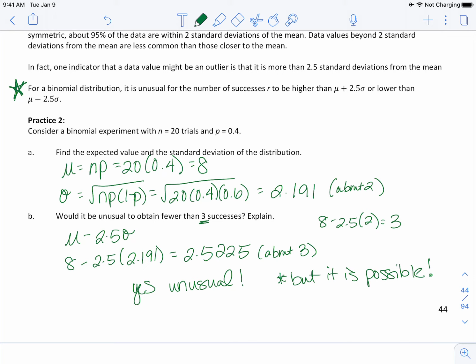Okay. If we wanted to calculate the other side to get what our bounds would be for unusual values, 8 plus 2.5 times 2, if I'm using the whole number, the about 2 here, is going to give us 13. So anything from 3 to 13, anything within there would be considered normal. Anything outside that range would be considered an outlier. And that's where we're going to stop for today.